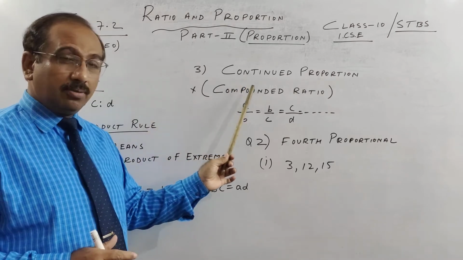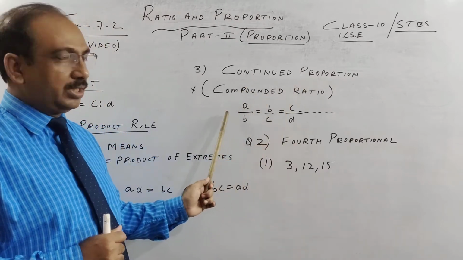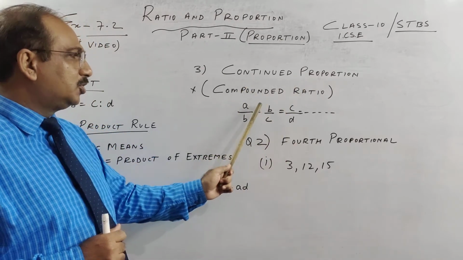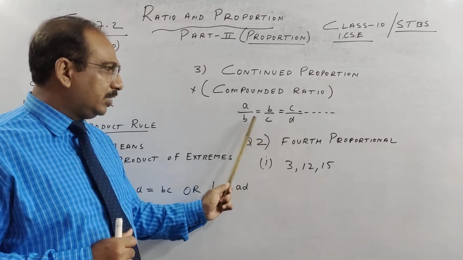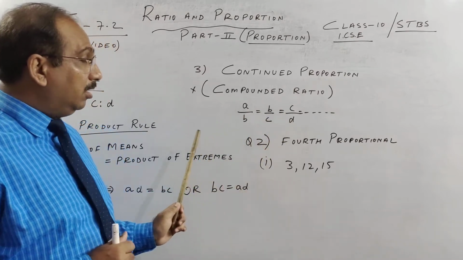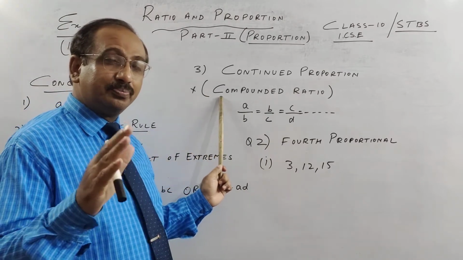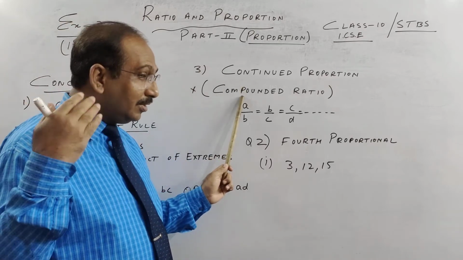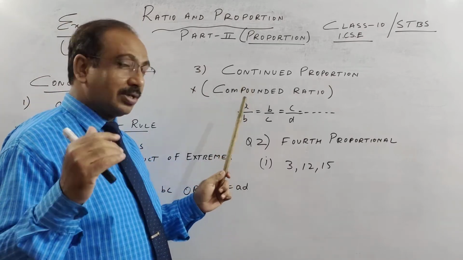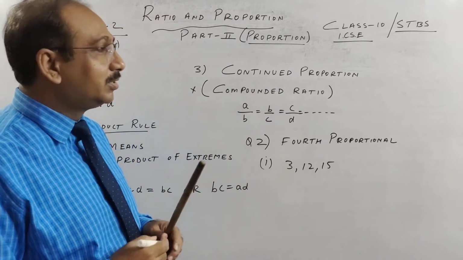One small thing before I go to the other thing. Continued proportion means A by B, B by C is C by D. So this is repeated, you see B and C here. This is called continued proportion. Don't confuse it with compounded ratio. In part 1 of my video on ratio, these two sound quite similar, continued, compounded. Compounded ratio is something different.